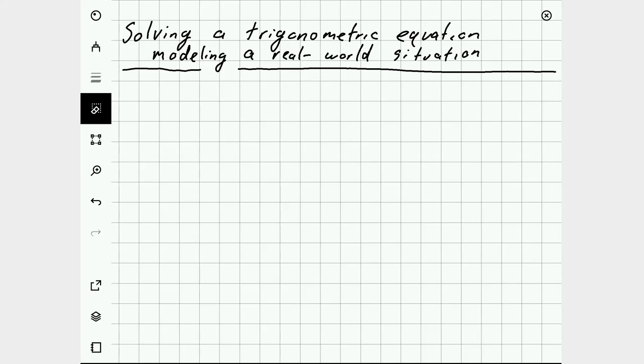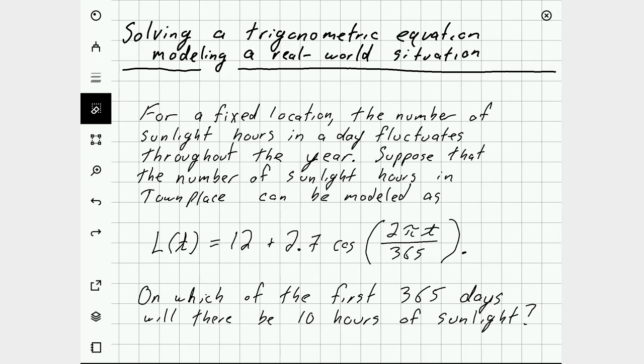Solving a trigonometric equation modeling a real-world situation. We already know how to solve a trigonometric equation, so let's get the real-world situation here so we can model it. For a fixed location, the number of sunlight hours in a day fluctuates throughout the year.